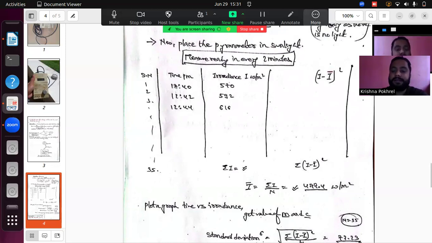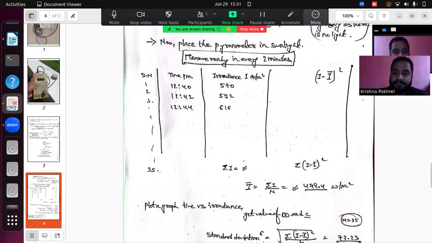If we start the experiment from 12:38, then don't take the data of 12:38 directly. Wait for 2 minutes, okay? And take the first data from 12:40, then 12:42, 44, and continue the data. You need to take 35 different readings. That means readings will be taken every 2 minutes.